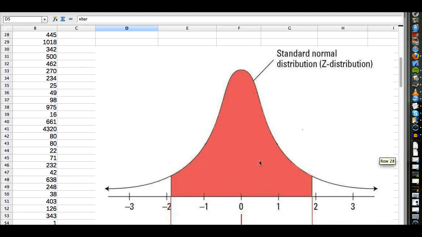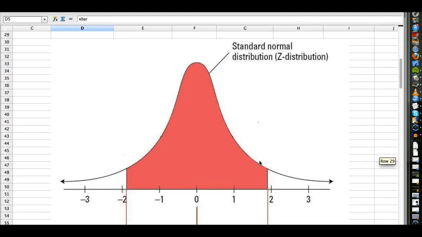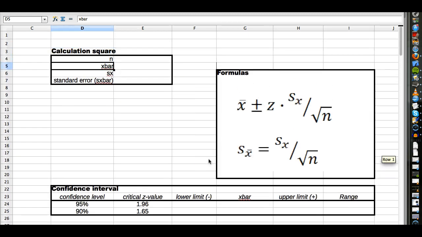Now, because we're using the normal distribution, it'll look something like this, a symmetrical distribution with critical z values that we have found in the z tables. And if you don't know what I'm talking about, there are earlier tutorials that you need to look at. So that's why we have z here in the formula.